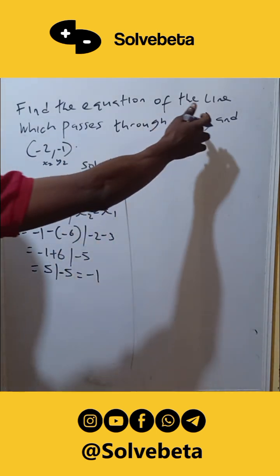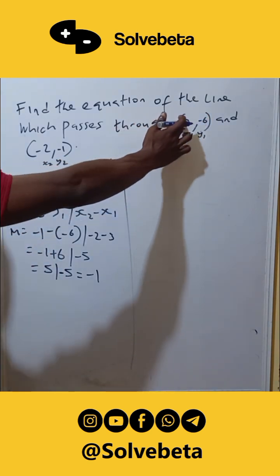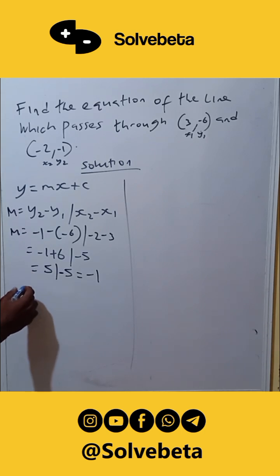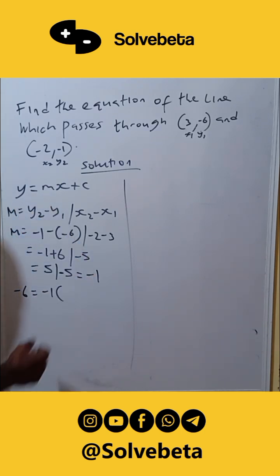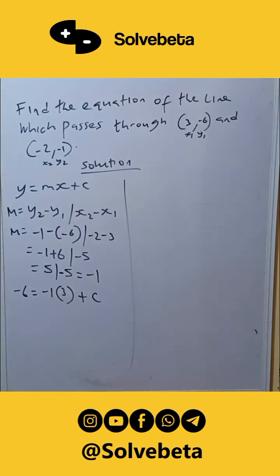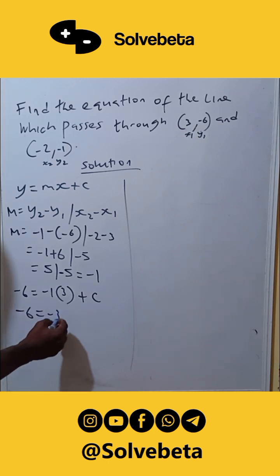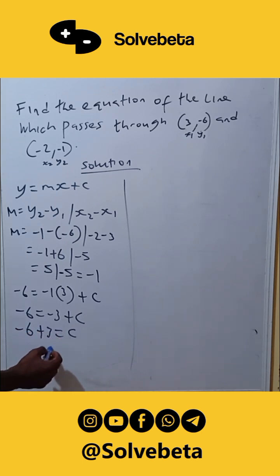So we take this to be y minus 6, take this to be x. So y minus 6 is equal to m, minus 1, times x, 3, plus the unknown we are looking for, which is the intercept. So you have minus 6 is equal to minus 3 plus c. When you bring this, you have minus 6 plus 3 is equal to c. So you have minus 3 is equal to c. C is minus 3.